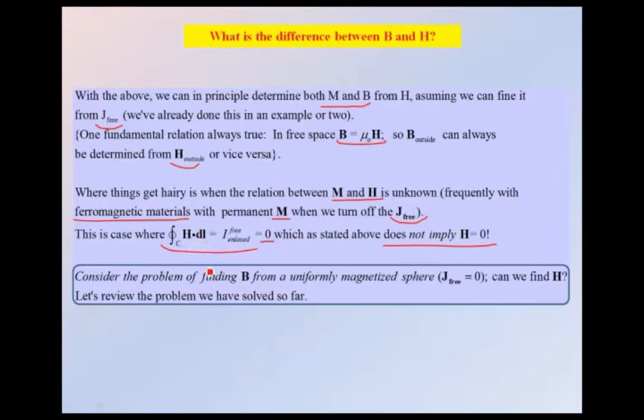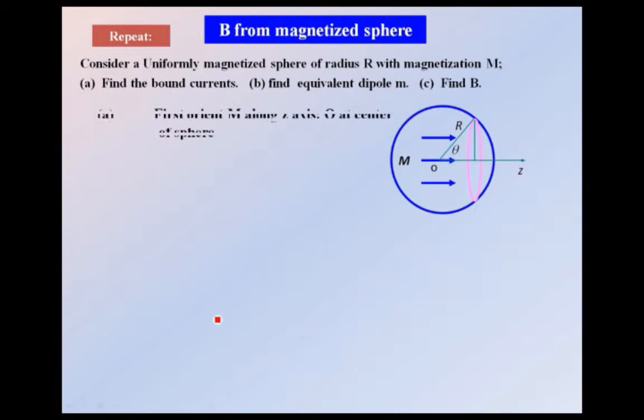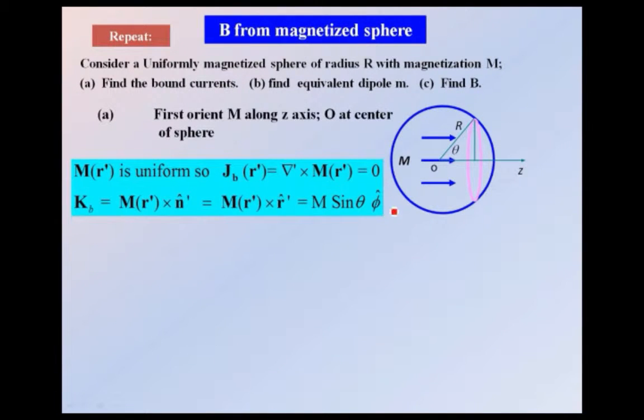What it does mean is that the integral of H around the circle is 0, but that does not mean that H is 0. Let's consider the problem of finding B from a uniformly magnetized sphere, which we've done already, and that's a case where you have 0 free current. So the question is, can we find H? Let's review the problem that we solved before, and I'll go through this very quickly. We have the magnetized sphere, we found the surface current density, and we found the bulk current density, which happened to be 0, and this is the surface current density, that is the bound current density. These are currents that are running on the surface of the sphere, and if you remember, they're basically running in this phi direction like this.